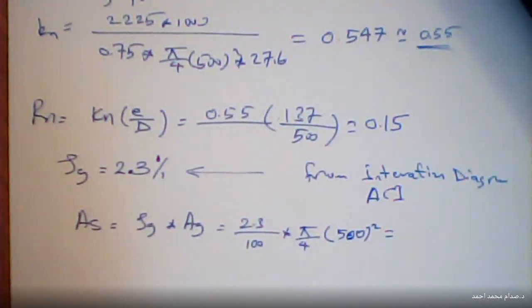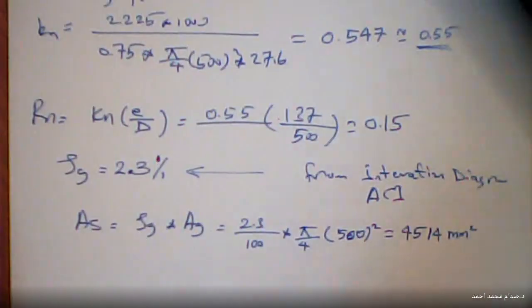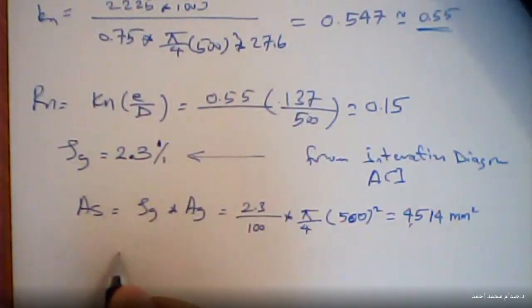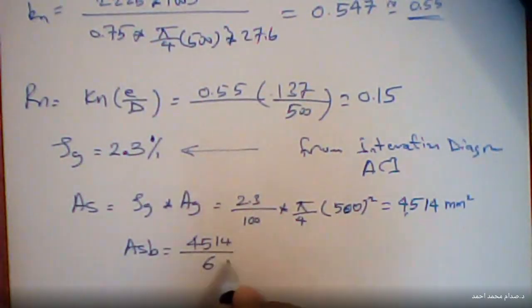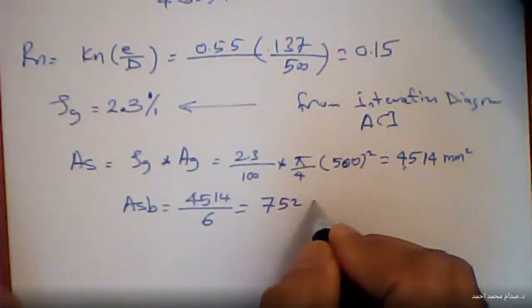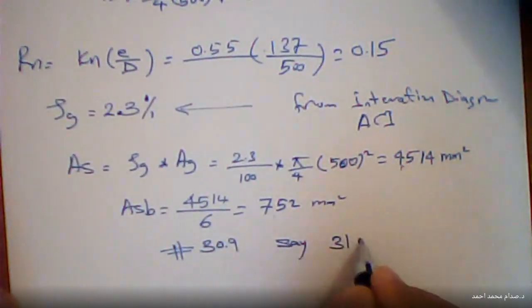Certainly it will be more than the 2,826 we calculated before, meaning more than the reinforcement we discussed earlier. It comes out to 4,513. If I have six bars, As of a bar is equal to 4,514 divided by 6. Why 6? Because I have 6 bars. That gives 752 millimeter square. So how much is the diameter of this bar? 30.9, yes, 31 millimeter diameter.